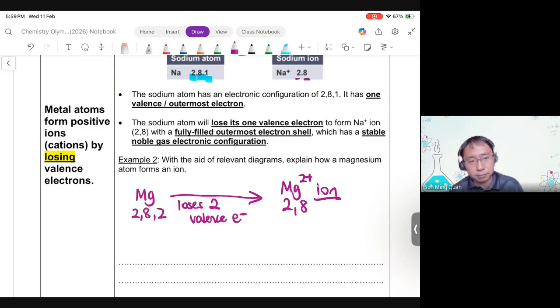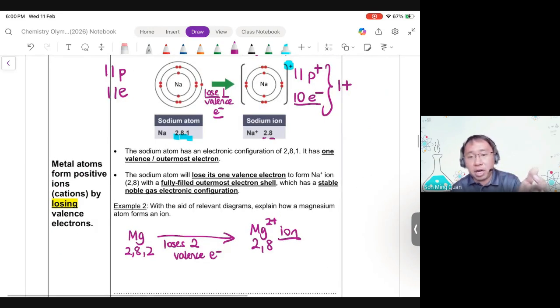Okay? Now we can go one step further. We can even generalize sodium and magnesium. Sodium and magnesium are examples of metals, right? They are metals. So in general, metals lose valence electrons. Therefore, metals form positive ions. Positive ions are known as cations because there's a t, the t is like a plus. So cations are positively charged ions. Okay?